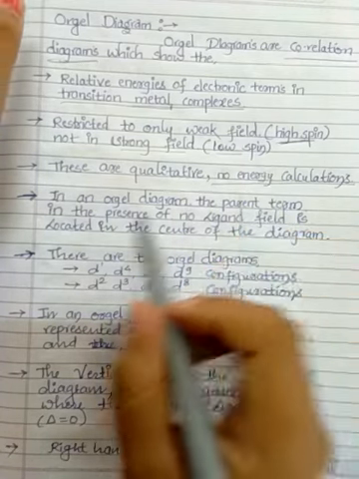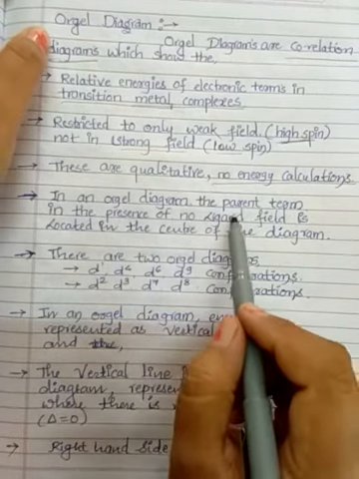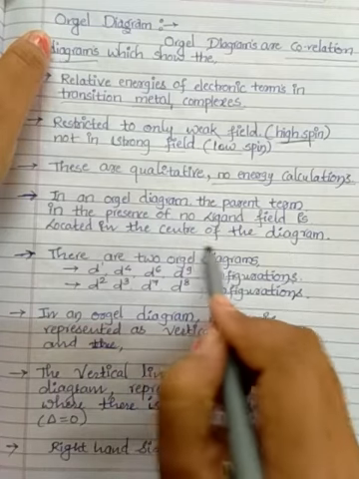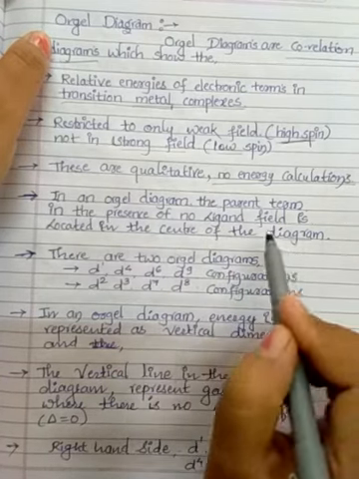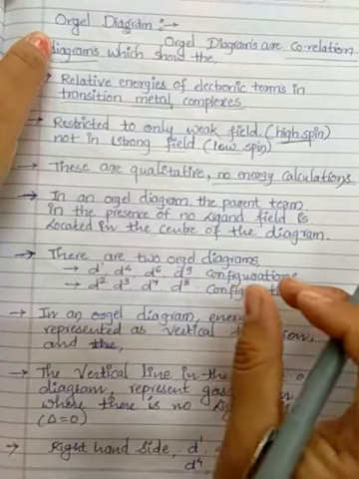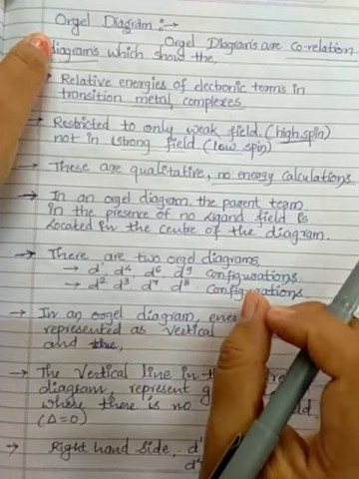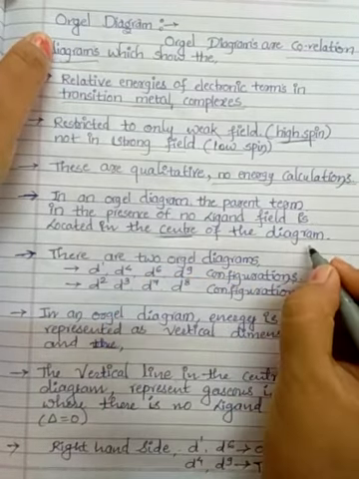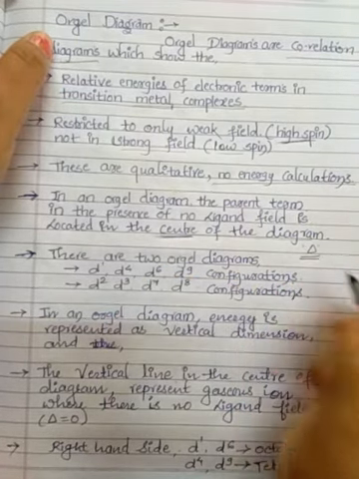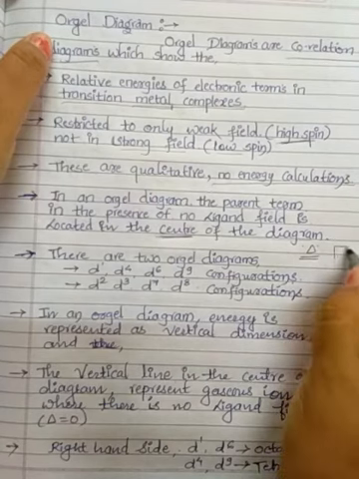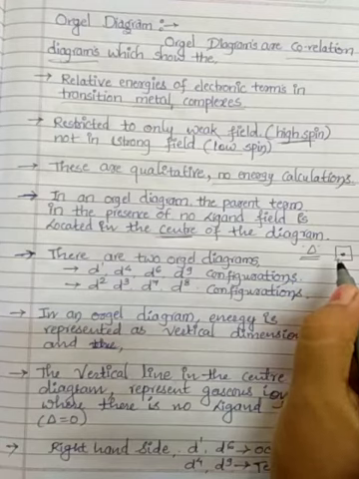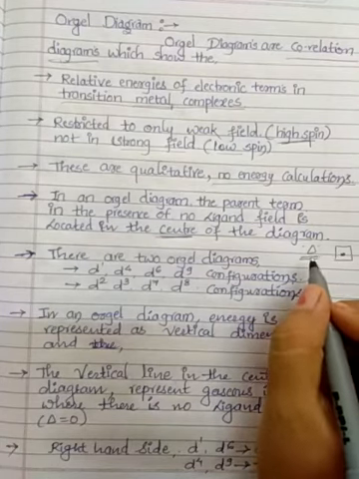Next part, in an Orgel diagram, the parent term in the presence of no ligand field is located in the center of the diagram. That is, the ligand field, whether it is a strong or weak ligand field, can be located at the center of the diagram. We will denote it by the letter delta here. Consider a diagram, and at the center of the diagram we just denote the presence of ligand field, whether strong or weak.